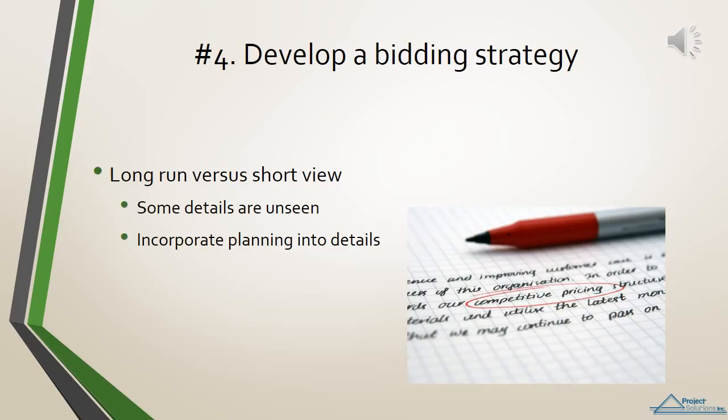Number 4, develop a bidding strategy. There are 2 ways to look at bidding and bidding strategy. The short view, or get the contract first and worry about details later, is for inexperienced bidders. Of course, some details are unforeseen and must rely on decisions made in the field, but this should be the exception and not the rule. An experienced, successful bidder will use the long-run strategy by incorporating planning into the details of the bid.